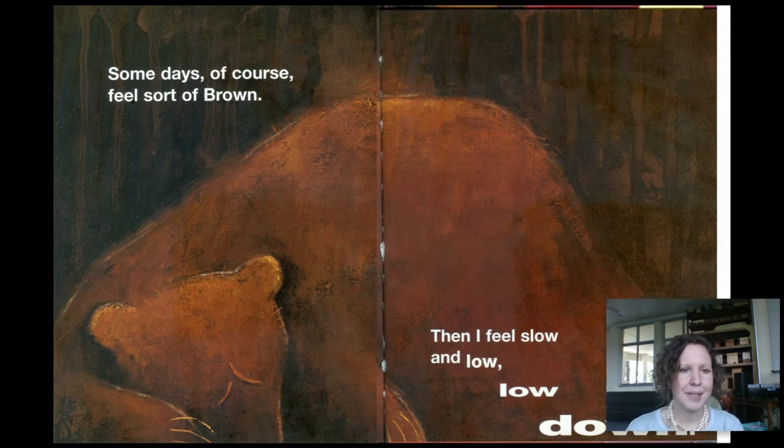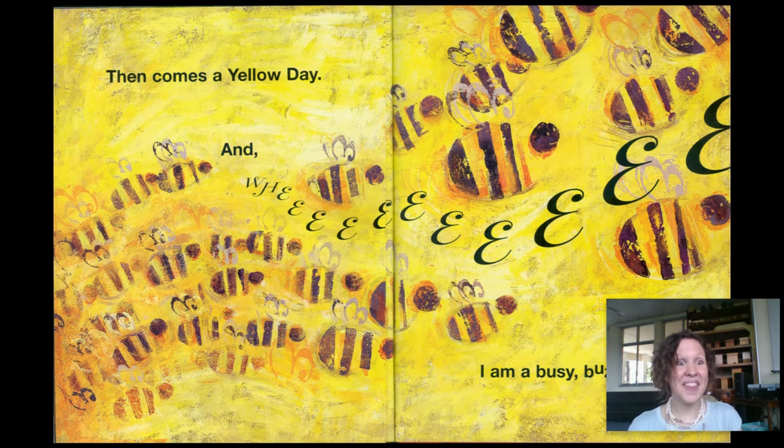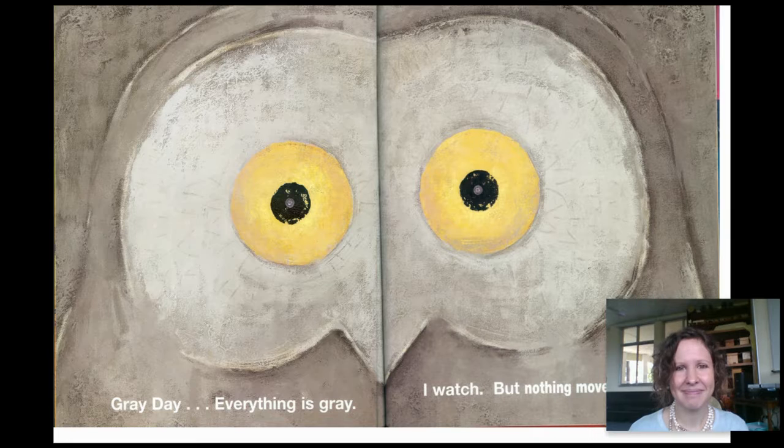Some days, of course, feel sort of brown. Then I feel slow and low, low, down. Then comes a yellow day, and whee! I'm a busy, buzzy bee. Bzzz. Gray day. Everything is gray. I watch, but nothing moves today.